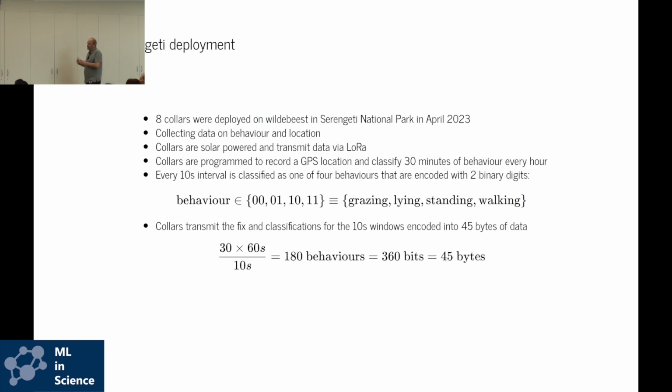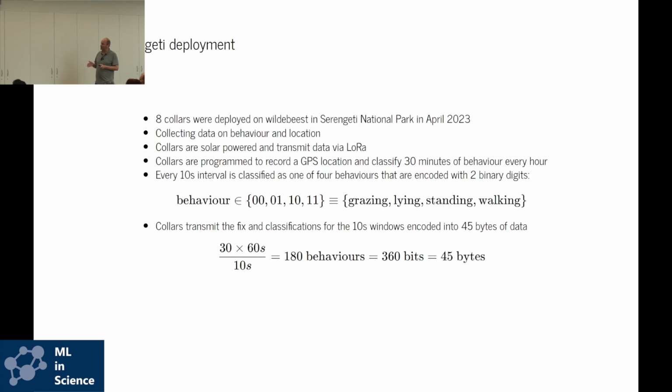So we took this trained model, loaded it on collars, and then we deployed it on the Serengeti population of wildebeest. This is in April of last year, so roughly a year ago now. So these collars were collecting the data on the location and the behavior. So they're solar powered, and they transmit data to these gateways, these LoRa gateway arrays.